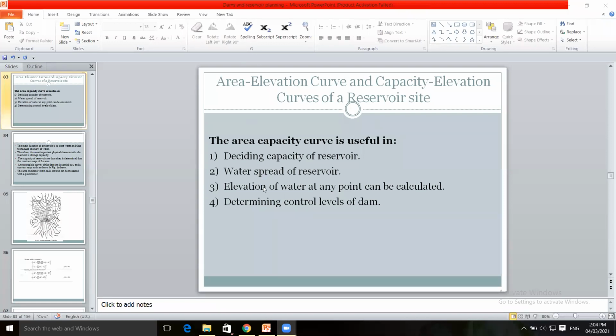then the elevation of the water at any point, or the depth of the water level from the bed of the reservoir, can be calculated. Determining the control levels of the dam, different levels in the dam structure can then be determined, like top bund level, maximum water level, normal water level, then day storage level. These are the various levels which are determined by using these two types of curves, the area elevation curve and the capacity elevation curve.